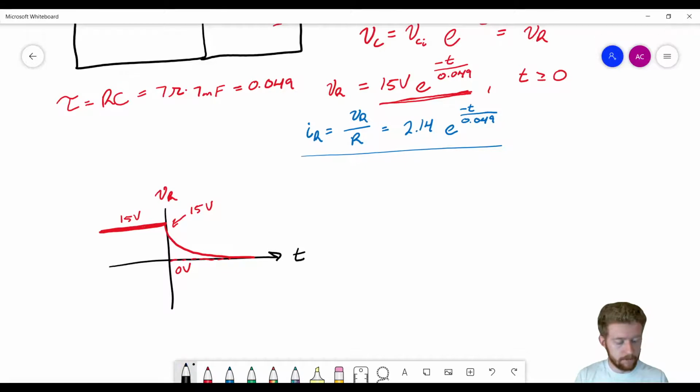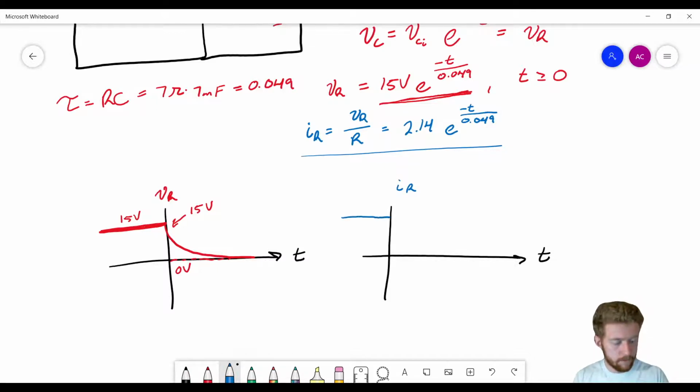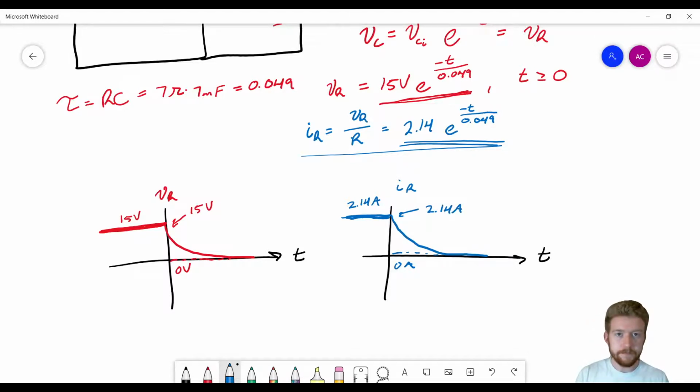So now let's graph the current. If we graph the current, this is T, and then this is IR. The current is going to look very similar. So we start off, remember, with that 2.14 amps that we said we had above. Okay? And now if we look at this equation, we can see that we have that same decay from 2.14 amps. So we're going to decay like this. We're approaching 0 amps and starting off at 2.14 amps. Okay? So this is what that voltage and current for that resistor is going to look like.